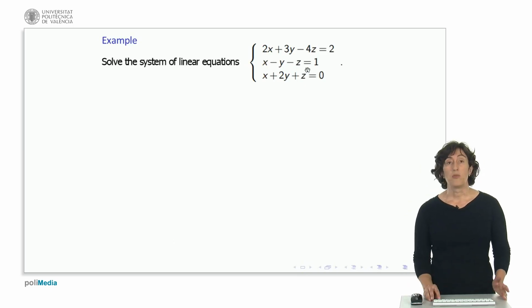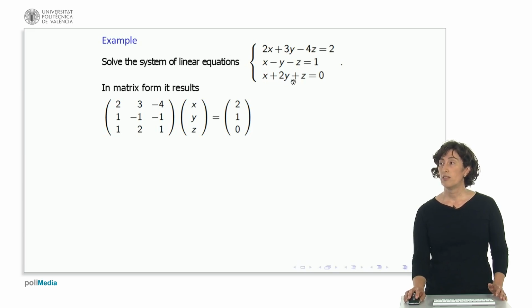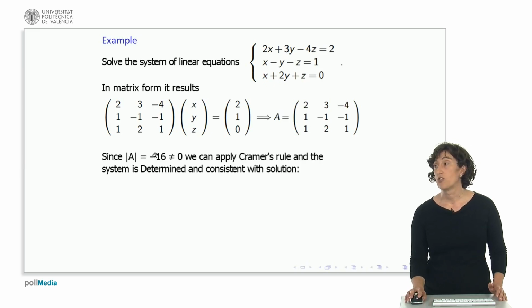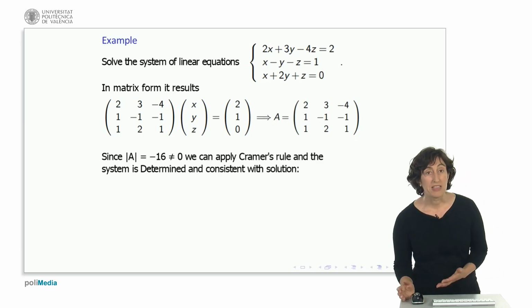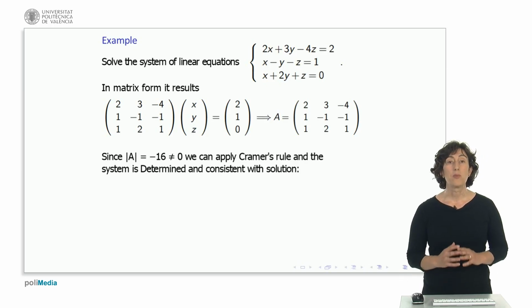The first thing we do is to build its matrix expression. In the matrix form, I have a matrix of coefficients, 2, 3, minus 4, 1, minus 1, minus 1, and then 1, 2, 1, the vector of unknowns, and the vector of independent terms, 2, 1, 0. Next, we calculate for this coefficient matrix A whether it is invertible or not. The determinant of A, in this case, is minus 16, applying the rule of Sarrus here, different from 0. We can make sure that the matrix has an inverse, and therefore we can apply the Cramer's rule, because we know that the system will be compatible and determined.